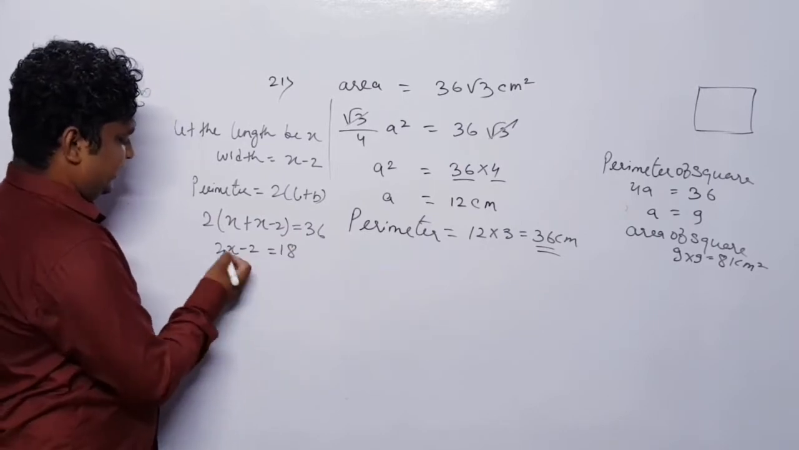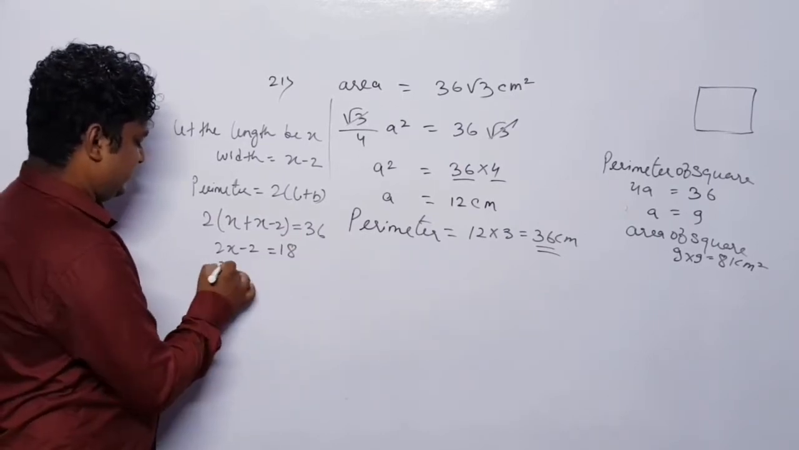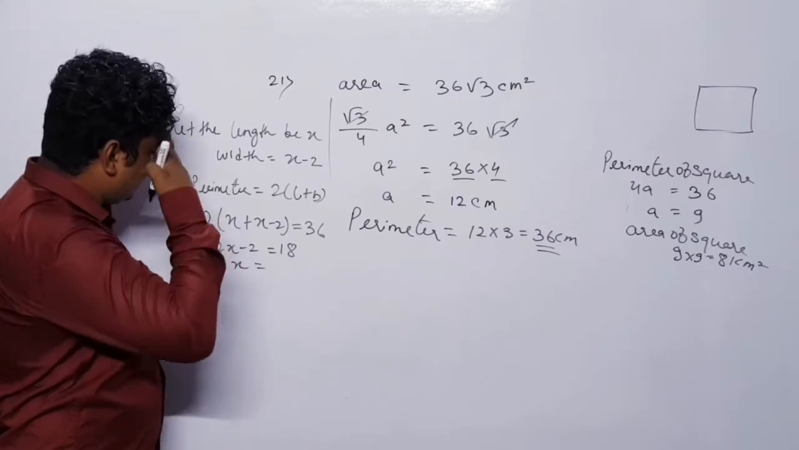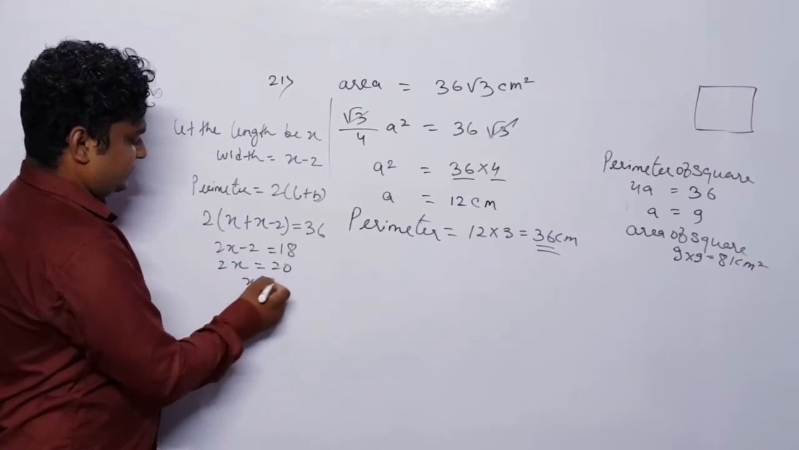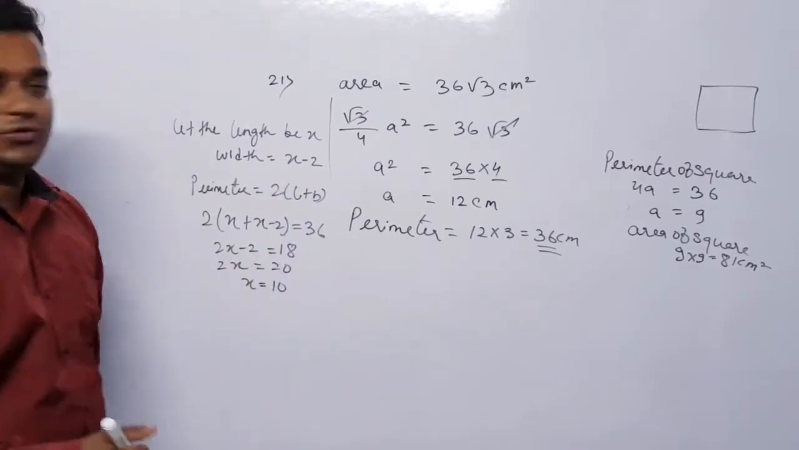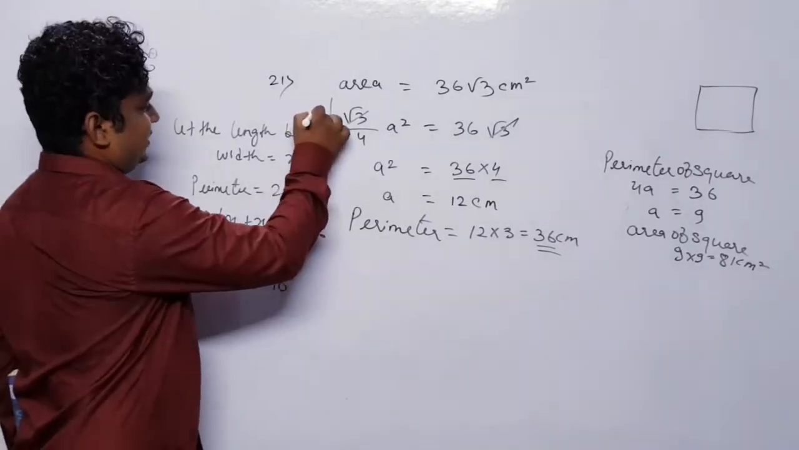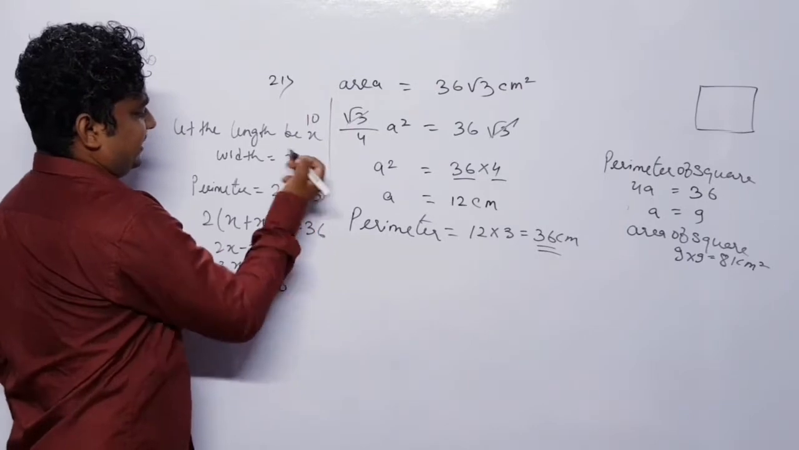Again we can take 2 common also. We will take this one that side, that is equal to how much? It will go that side, then 20. x equals 10. So we have got the length equals 10, and the breadth equals x minus 2, that is 8.